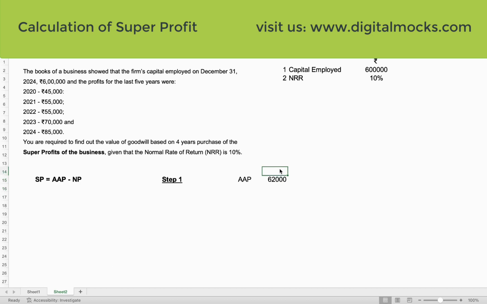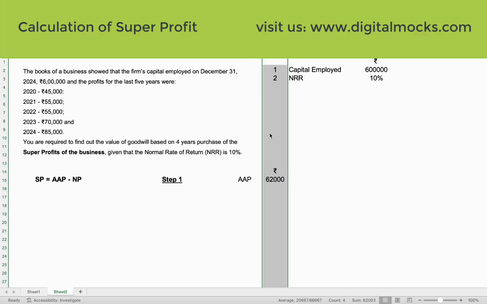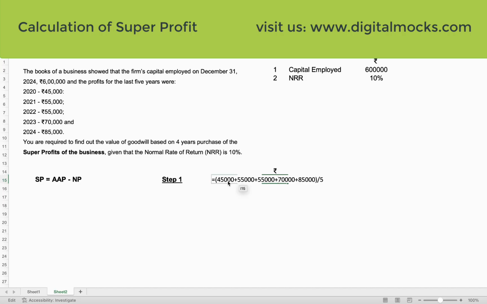So we got actual average profit and that is how much? 62,000. Right, what I have done, I added all the 5 years profit and divided by the number of years, that is 5. So we got our actual average profit. So step 1 done.